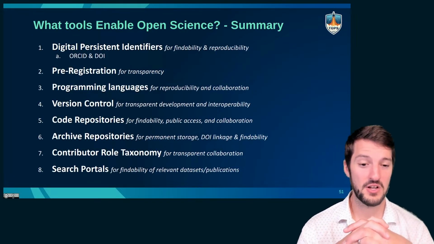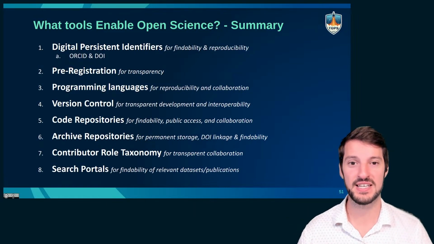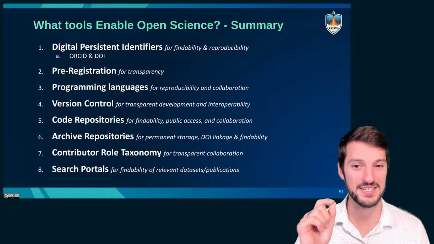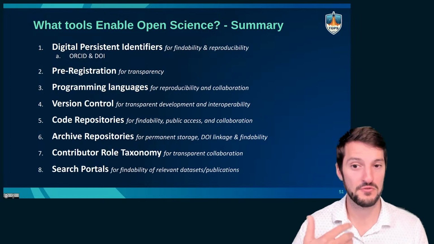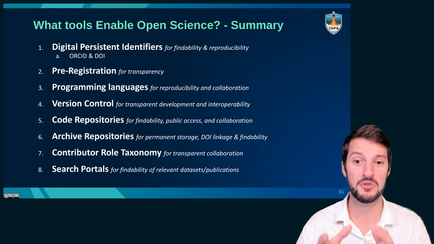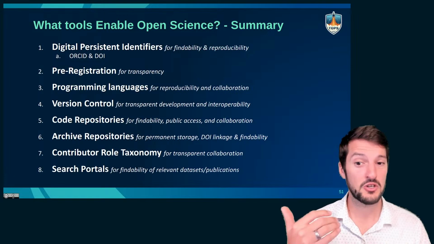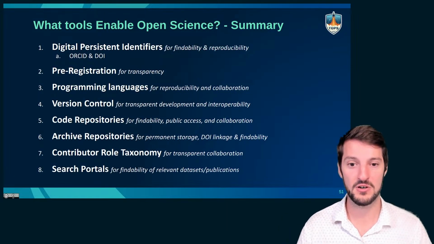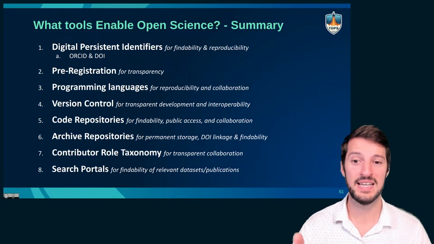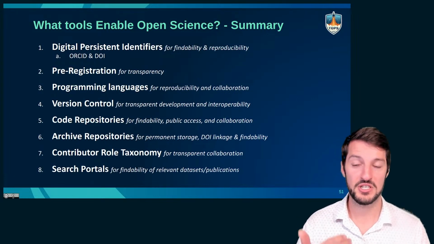So we have talked a lot about tools that enable open science. We have our digital persistent identifiers that help us with findability and reproducibility, because you can always go back to that link because it always works. We talked about pre-registration for transparency purposes. We've talked about programming languages for reproducibility and collaboration. We talked about version control for transparent development and interoperability, code repositories and archive repositories, all for findability, permanent storage, public access, DOI linkage, as well as contributor role taxonomy for more transparent collaboration and work practices.